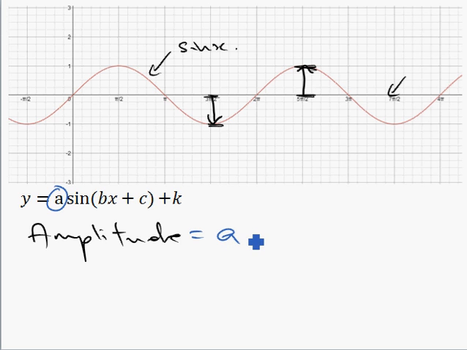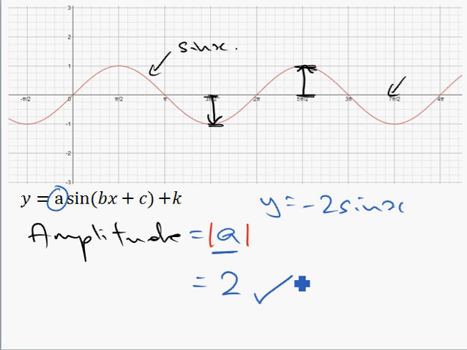But sometimes the value of A can be negative. For example, let's say the question gives you something like this: y equals minus 2 sine x. And then I ask, what's the amplitude? Well, amplitude is simply A. So is the amplitude equal to minus 2? No, amplitude is not equal to minus 2, because amplitude must always be a positive number. So it's more accurate to say that amplitude is the modulus of A. So the answer to this is not minus 2. The answer is 2. The amplitude is 2.